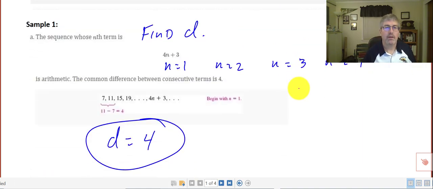In our first sample here, the sequence whose nth term is 4n plus 3 is arithmetic. The common difference between the consecutive terms is 4. We may be asked to find d in something like this. n equals 1: 4 times 1 plus 3, we get our first term is 7. When n is 2, our second term is 11. When n is 3, our third term is 15. And n is 4, our fourth term is 19. They all have a common difference of 4.